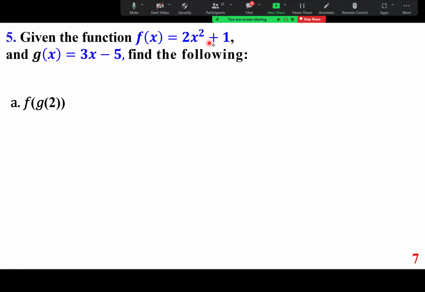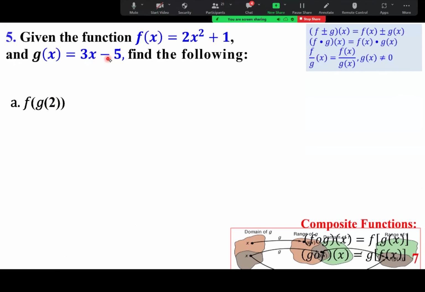Given f of x equals 2x squared plus 1, and g of x equals 3x minus 5, find the following, f of g of 2. Well, first and foremost, we have to find g of 2. 3 times 2 minus 5.